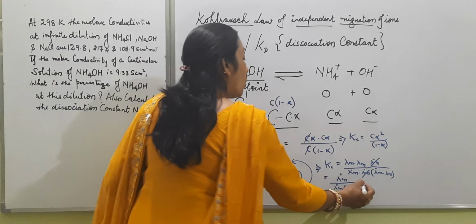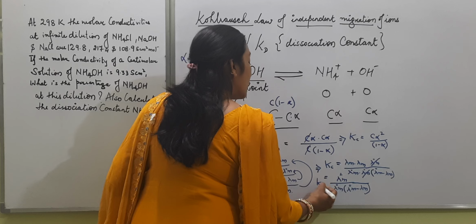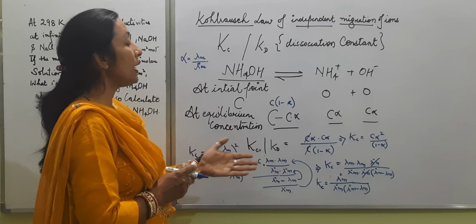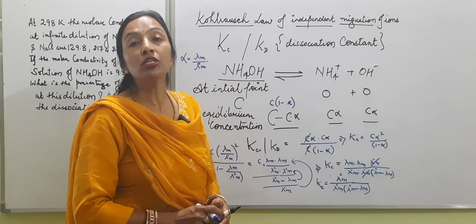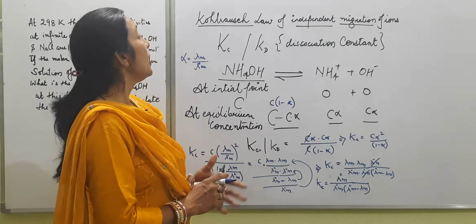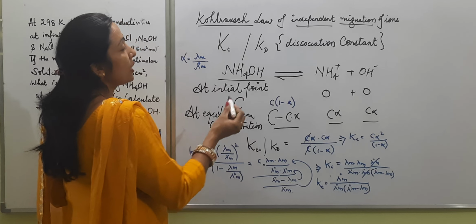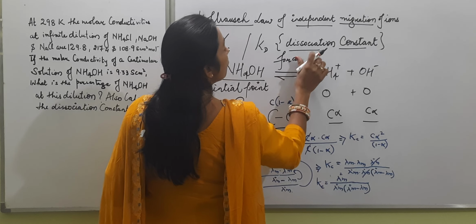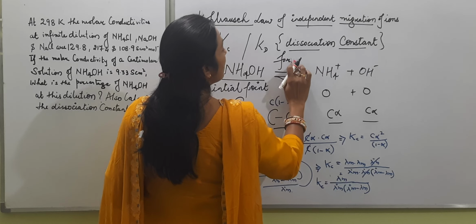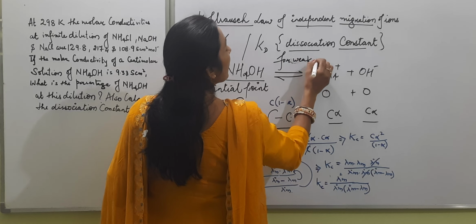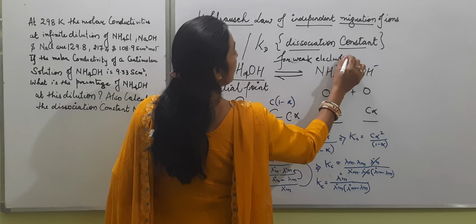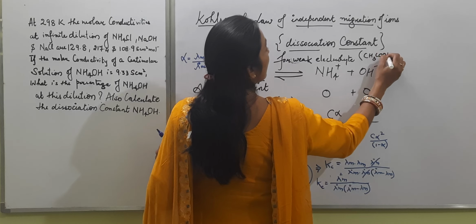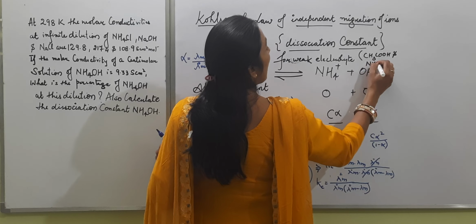So this is how we can relate the dissociation constant with the molar conductivity and the limiting molar conductivity. And Kohlrausch's law is used to find the dissociation constant for weak electrolytes, for example acetic acid and ammonium hydroxide.